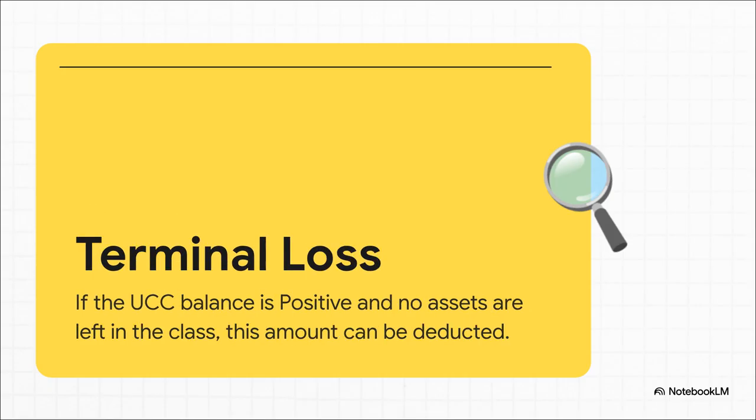And on the flip side, you have the terminal loss. This is your one last chance to write off any remaining undepreciated cost. But, and this is a critical condition, you can only claim a terminal loss when there are absolutely zero assets left in that particular class. If you still have even one computer left in class 50, you can't claim the loss. You just have to keep depreciating that remaining positive balance.